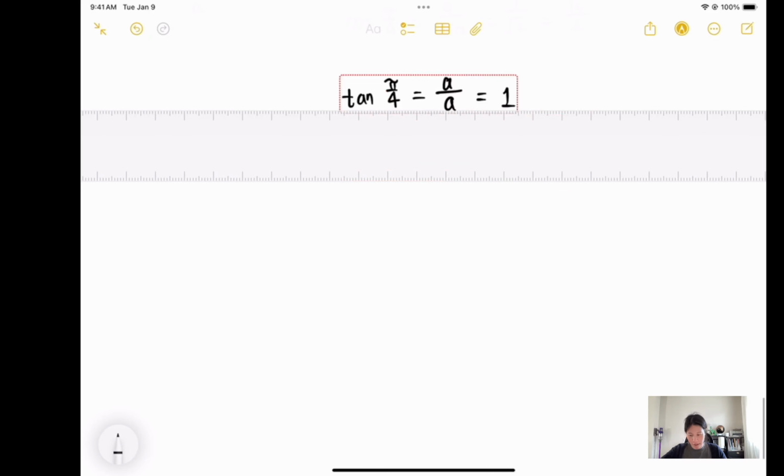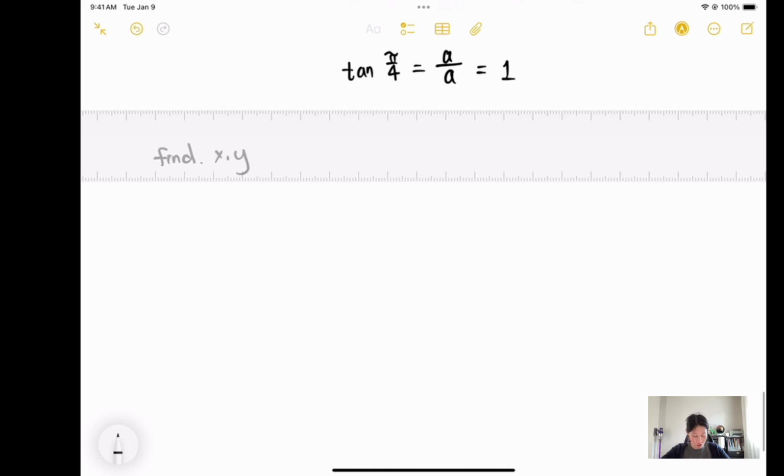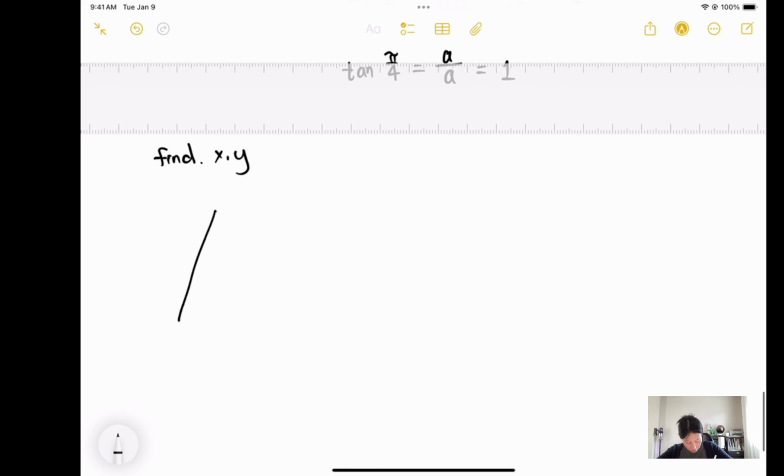So here are some exercises. I want you to find x and y in this given triangle. So I have a triangle, maybe a bigger one. Let's say this angle is pi over 3. Remember, pi over 3 is 60 degree. Now I want you to get more familiar with 60 degree. And how do I find x and y?